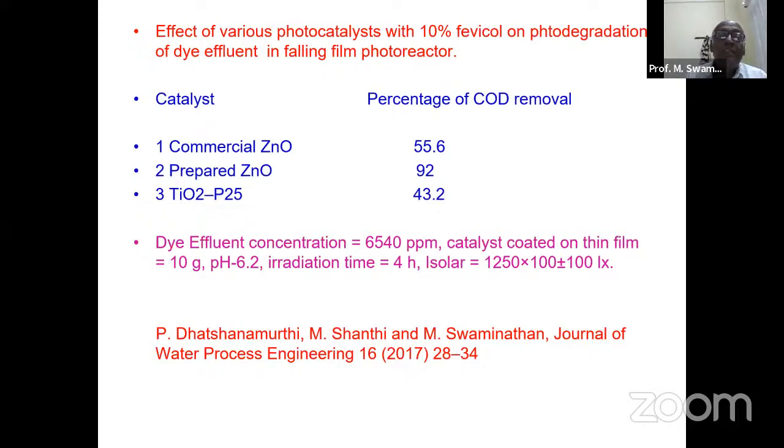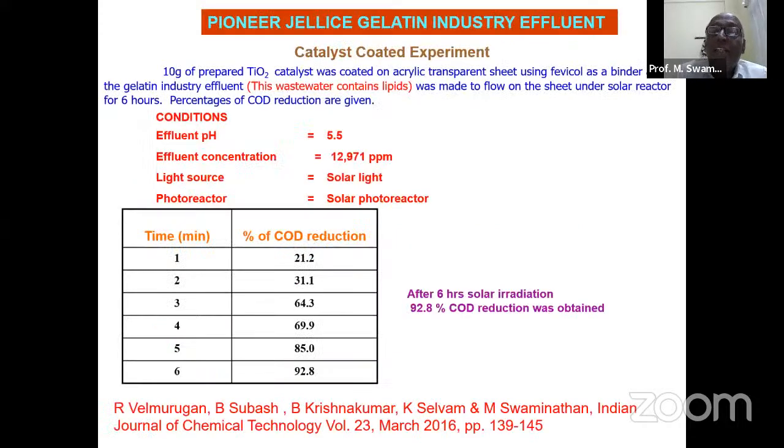And another one is a pioneer gelatin industry effluent. Gelatin is obtained from the bones of these animals and all. So here most of the organic polycyclic compounds are there. We have taken this industry effluent, 12,971 ppm, and by using this pilot scale, this wastewater contains lipids.